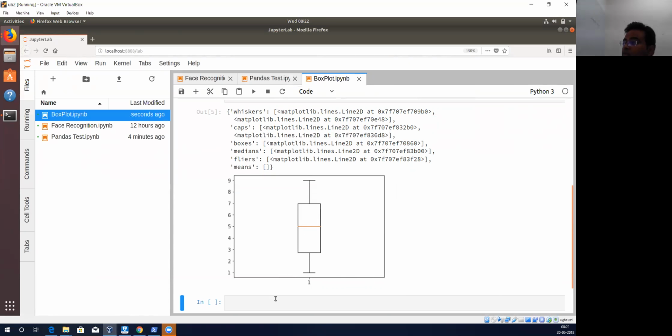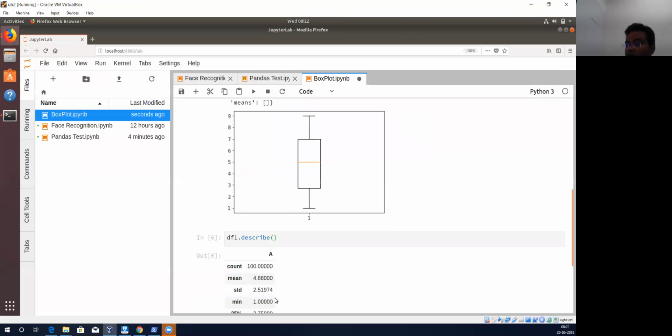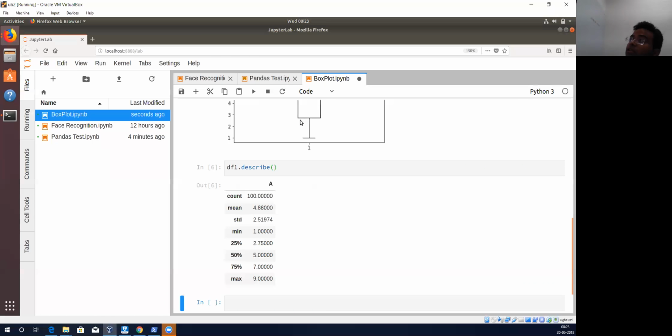Got it, right? If you do df1 dot describe, you get the same stuff. You can see mean is around 4.88, so it's a little less than 5. Then you have 1, the lowest value. This is the standard deviation, 2.5. 25% is somewhere around 2.7. Understood, right? How to understand box plot.